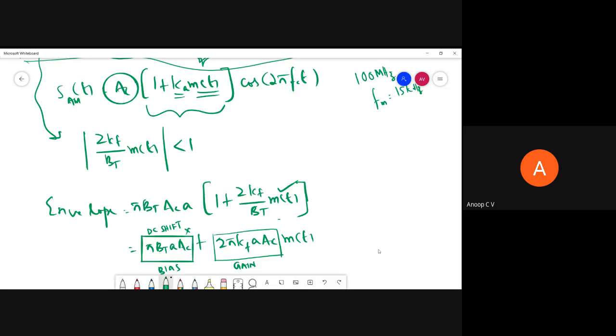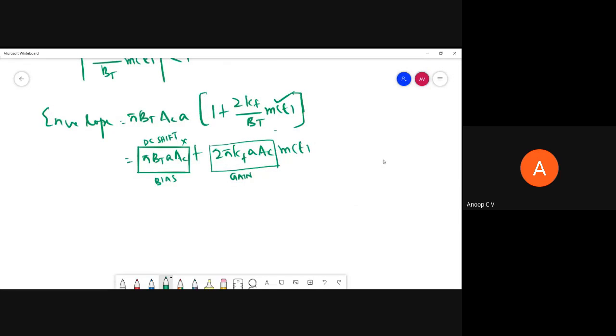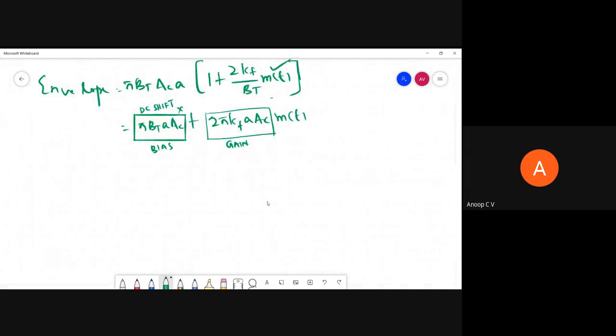To eliminate this part we have a technique, right? To eliminate that part we have a technique. That's where the concept of a balanced frequency discriminator comes in, right? A balanced frequency discriminator is nothing but, to eliminate this bias term, we can have a scheme like this.